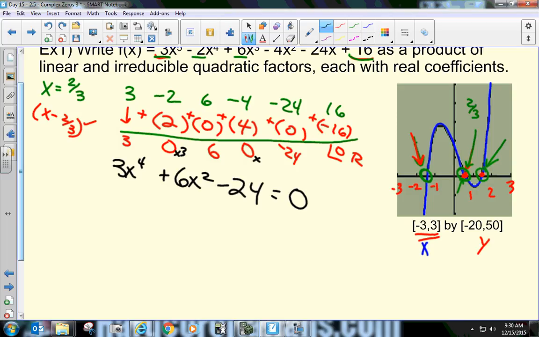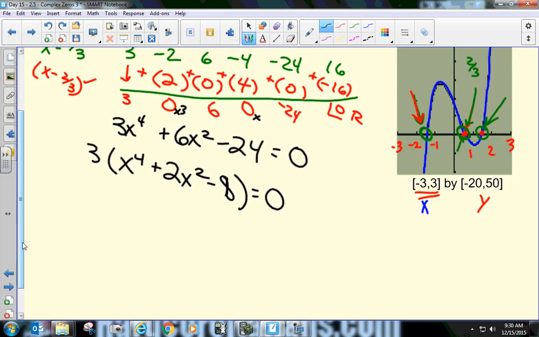I can divide by 3. If I divide by 3, what do I have left? I have x to the fourth plus 2x squared minus 8 equals 0. Can I factor that? I believe so too. I can factor this. Okay?